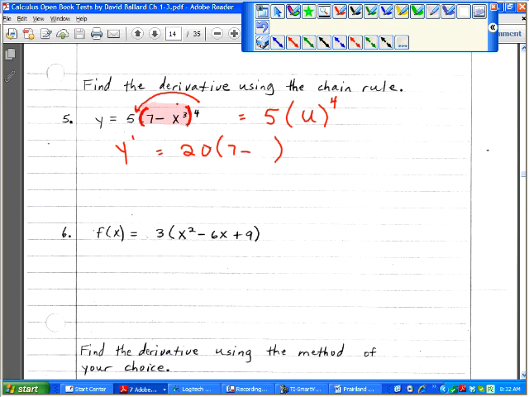We just return what's in there. We return our U value, our single entity, our guts, and we reduced our exponent by 1, and so we've done the derivative of the function, and then it's times the derivative of the U, the derivative of the single entity, the derivative of the guts of the function. The derivative of 7 is 0.